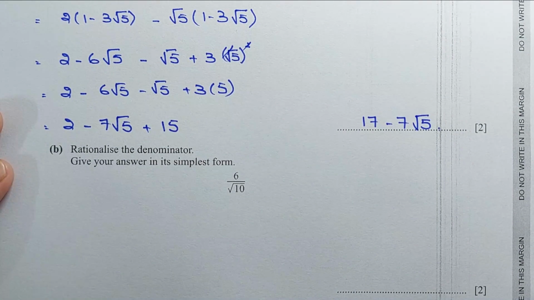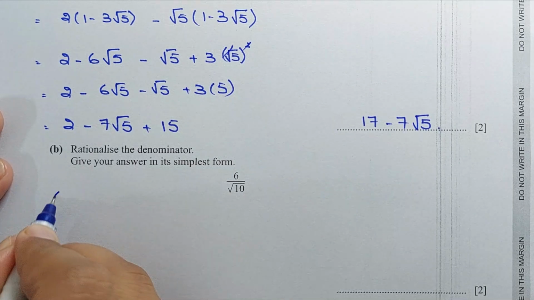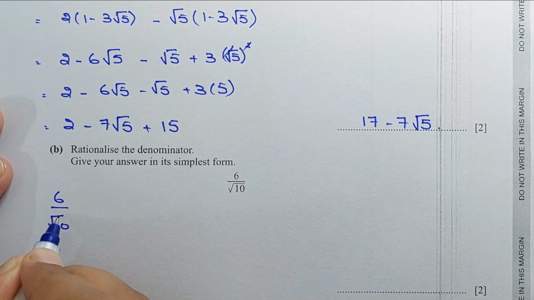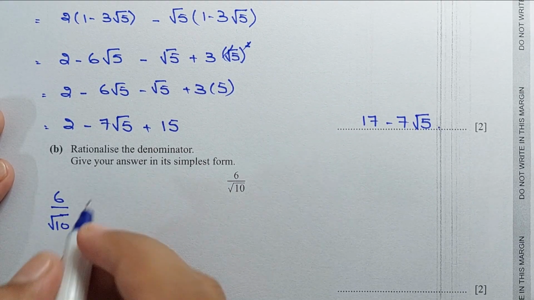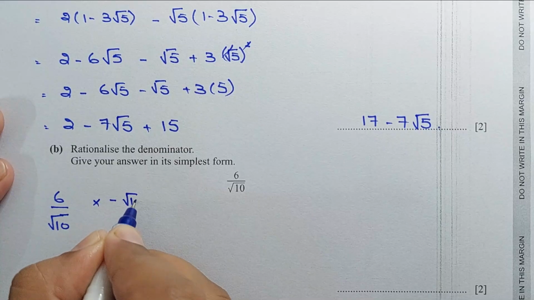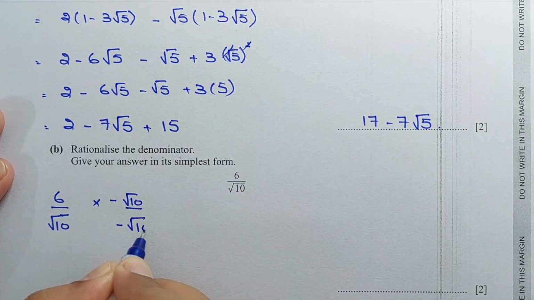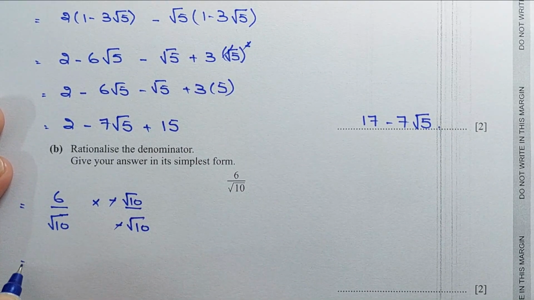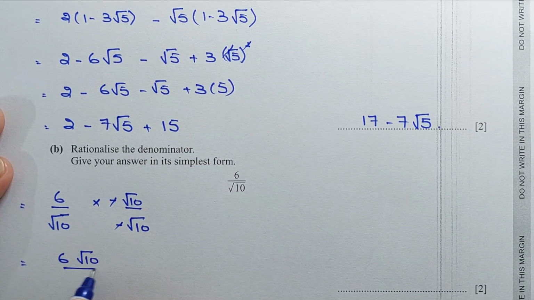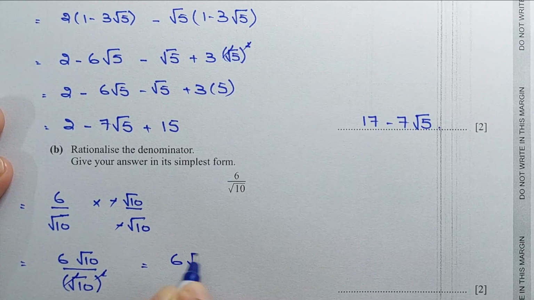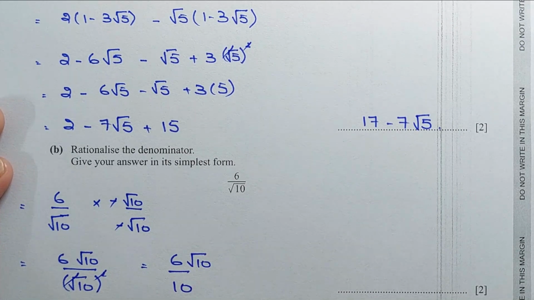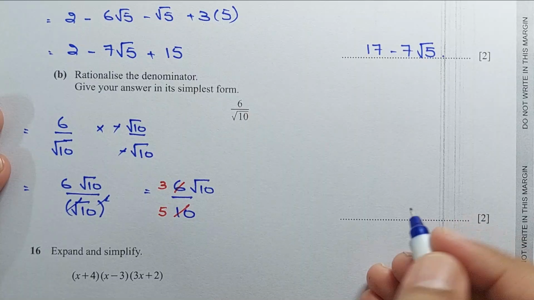Part B, rationalize the denominator, give your answer in its simplest form. So 6 over root 10. When you are rationalizing the denominator, you are multiplying and dividing by the conjugate of the denominator. So it is multiplying by negative root 10 over negative root 10. Negative is cancelled with negative, right? So this is 6 root 10 over root 10 squared, which is 6 root 10 over 10. 2 times 3 is 6, 2 times 5 is 10, so 3 over 5 root 10. This is the answer in its simplest form.